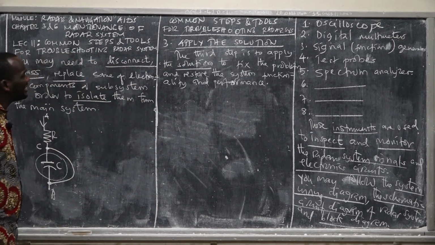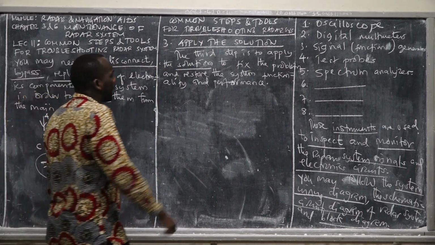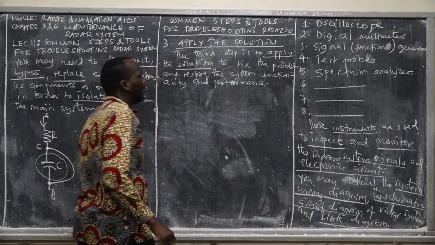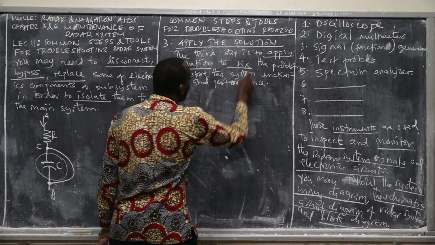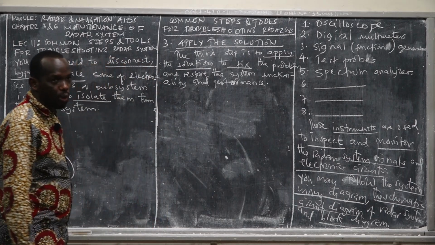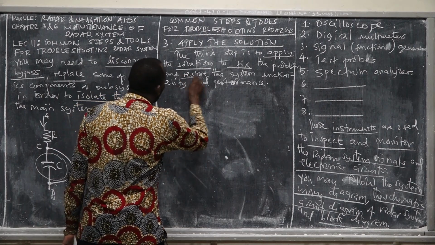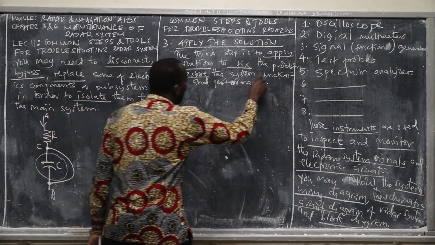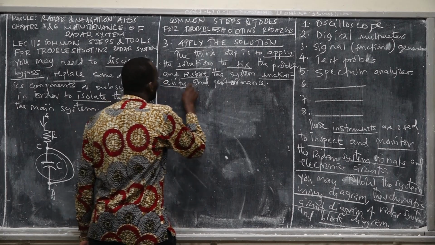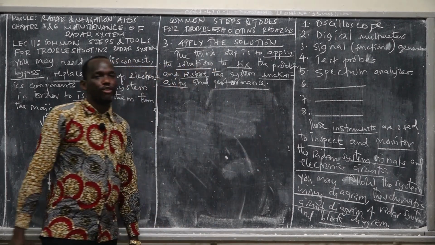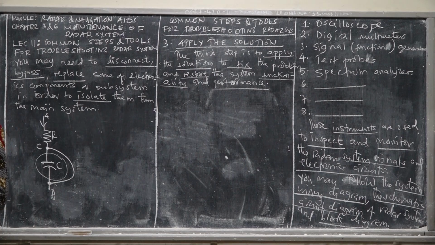So the third step is to apply the solution. Say apply solution. Why do you need to apply a solution? You want to fix the problem. What kind of problems? It may be signal quality, maybe power problems, maybe noise, maybe alignment, maybe calibration. So the solution fixes the problems and restores the system functionality and performance.